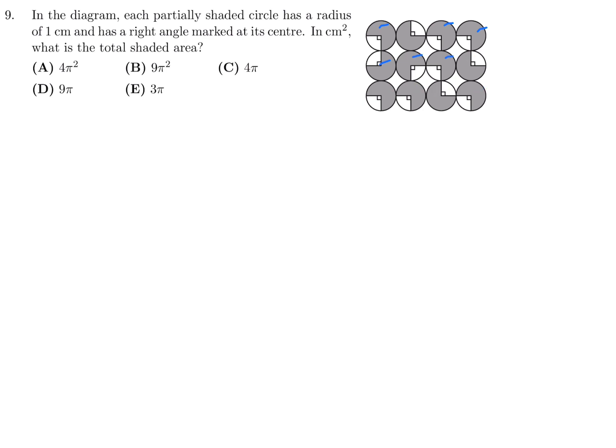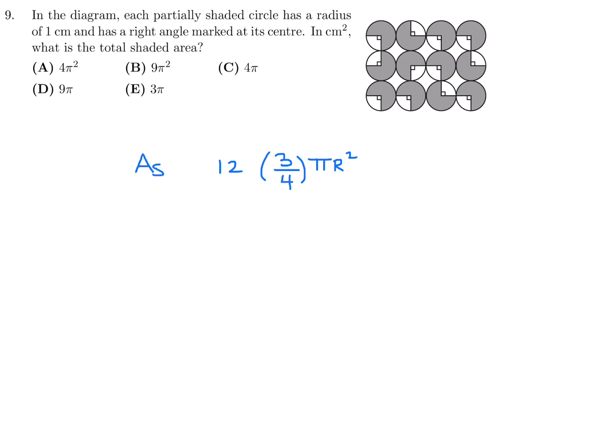Yeah, 12. Okay, but in each one, only 3/4 of the circle is shaded, because that's what that right angle means. It means 90 degrees, which is 1/4. So if 1/4 of the circle is not shaded, 3/4 are shaded. And then there's 12 of them. So 3/4 of the circle would be 3/4 times pi r squared, because the area of a circle is pi r squared, as I'm sure you know. And then there's 12 of them, so we have to multiply by 12. So that is going to be the total area of the shaded region.